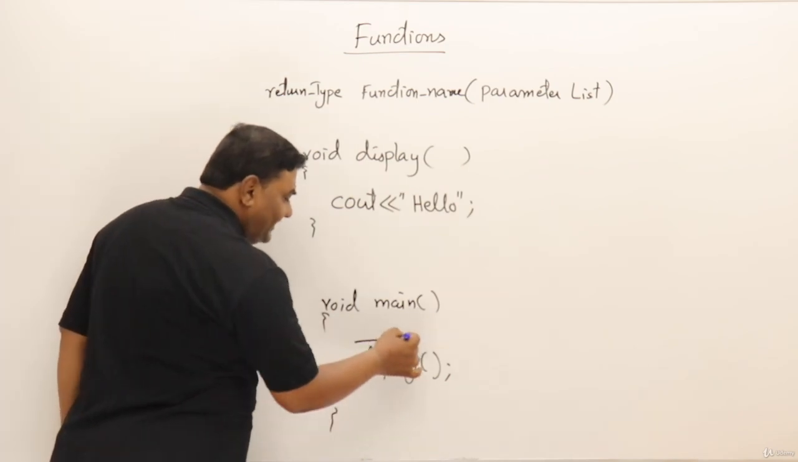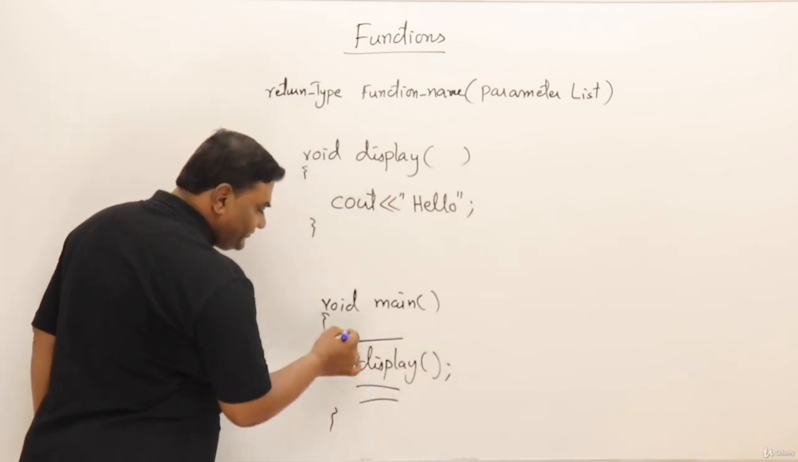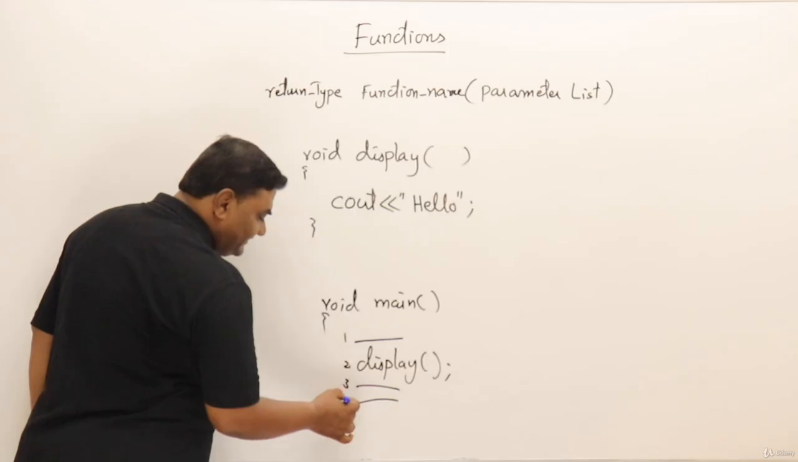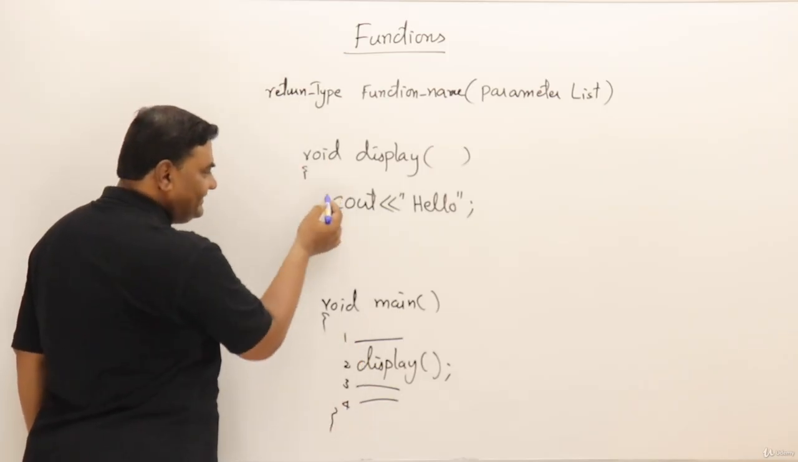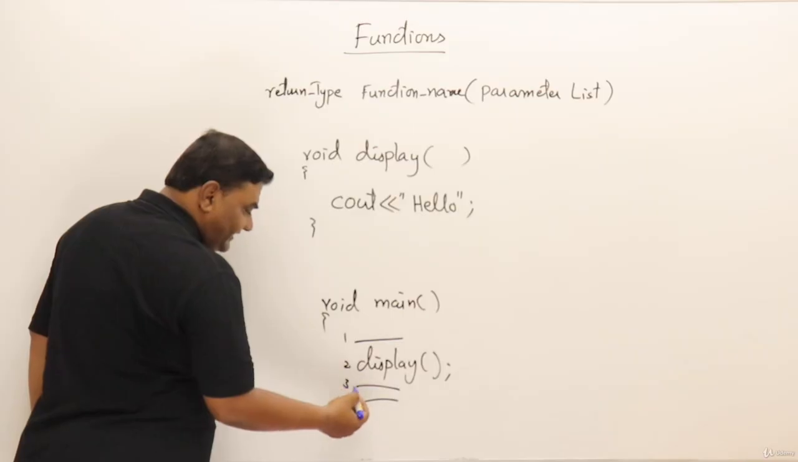If I have a few lines here and after this also, the first line, second line, third line and fourth line, then after the first line it will go to the second. At the second line, it will execute this, return back, and continue with the third and fourth line.